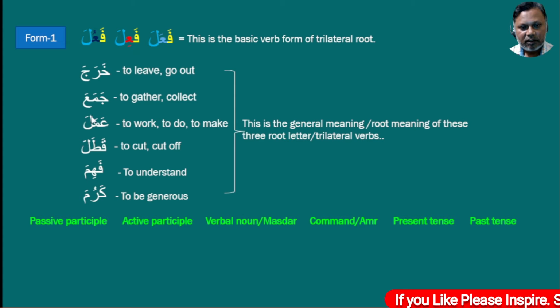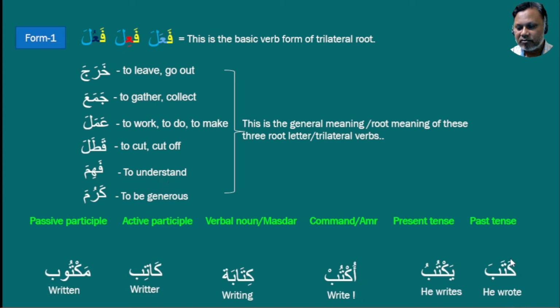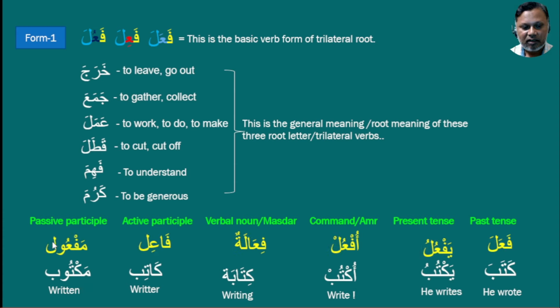So now we can derive these six things of any basic verb. Like we can start with kataba, that we have already discussed: kataba, yaktubu, uktub, kitaba, katib, maktub, and this is the basic formula. This form 1 verb is nothing new. This is the old one that we have been discussing since our lesson started from 1. So all of these are the basic formula. Nothing is new. So branches start from form 2.